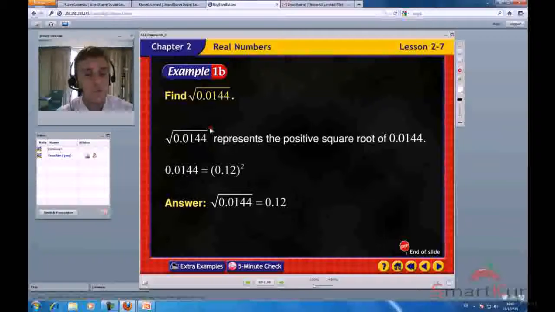Find the root of 0.0144. So 0.0144 represents the positive square root of 0.0144. 0.0144 equals 0.12 squared. So the square root of 0.0144 is 0.12.